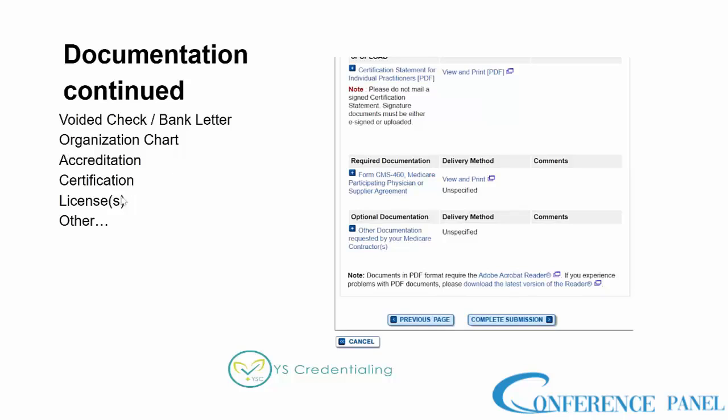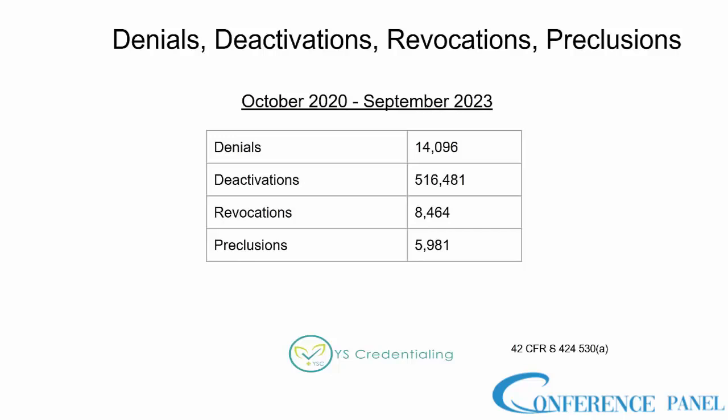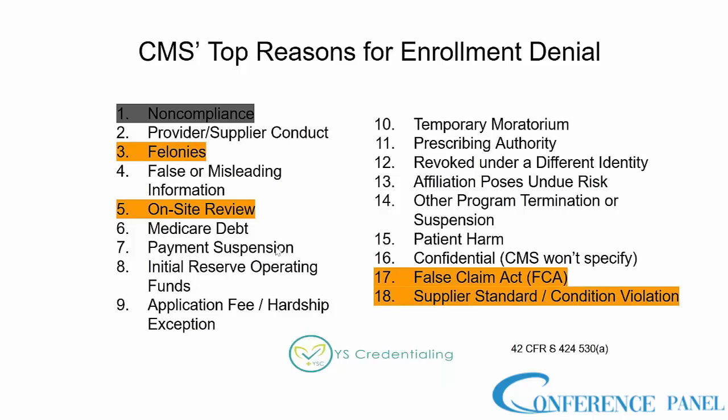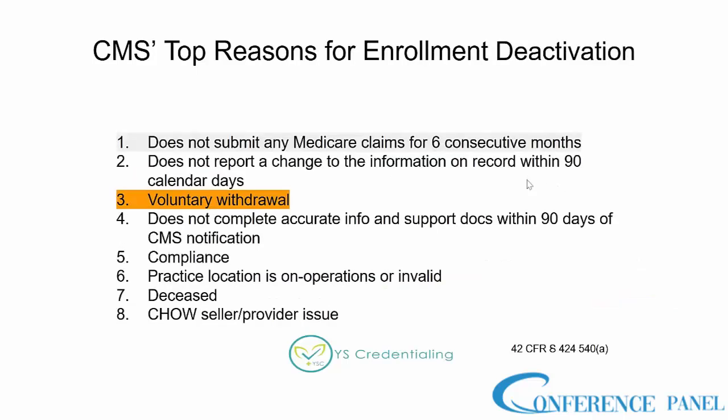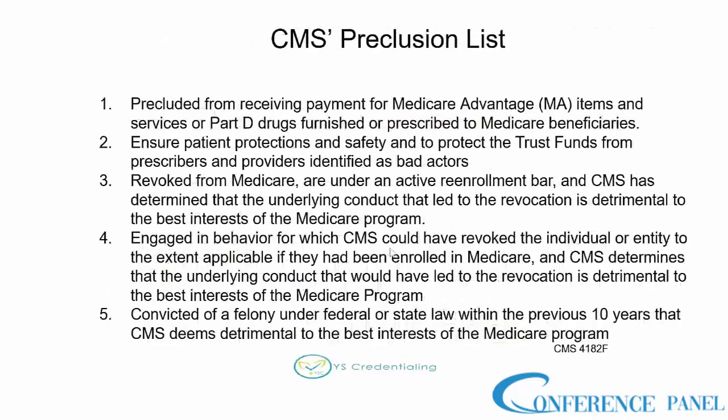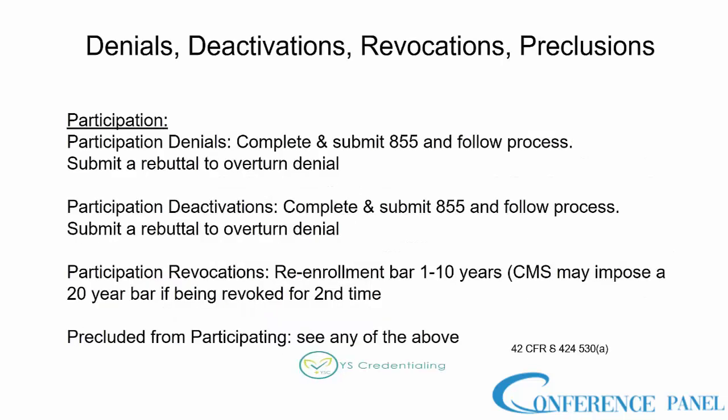Accreditation, certification, licenses. So one thing I really wanted you to look at is the information I got from the CMS director in August. So the top reasons why Medicare denied enrollment, non-compliance, why they get deactivated. A big one is you've had no claims for 6 months. So here's the scary preclusion list that I'm talking about. The preclusion list will not allow this provider to serve Medicare or Medicare Advantage members, period. More info on the denials, deactivations, and revocations and preclusions list.